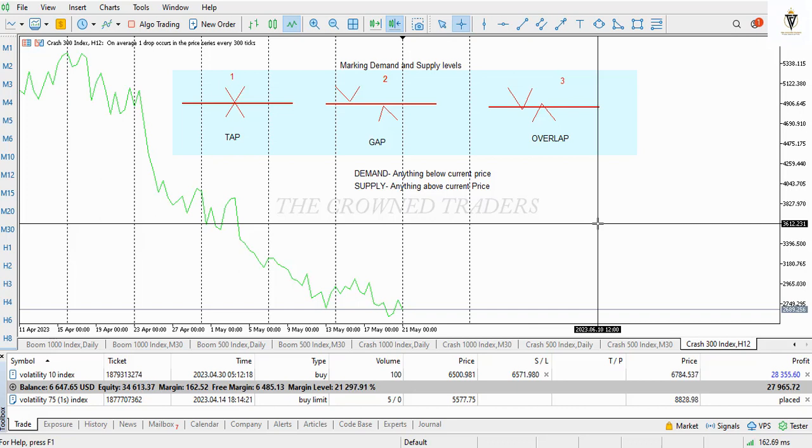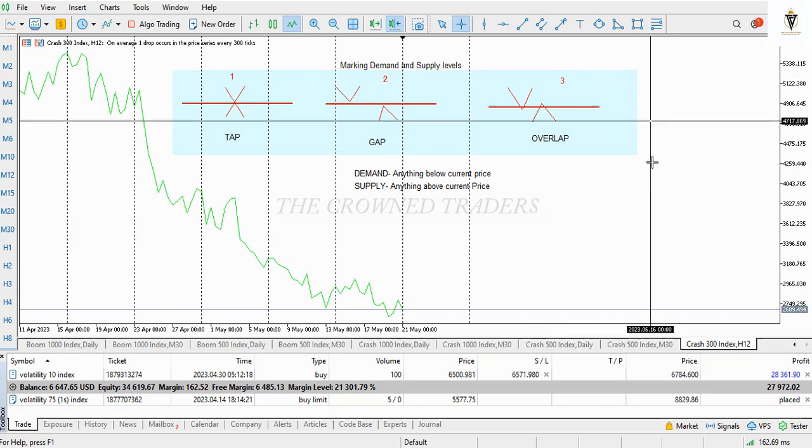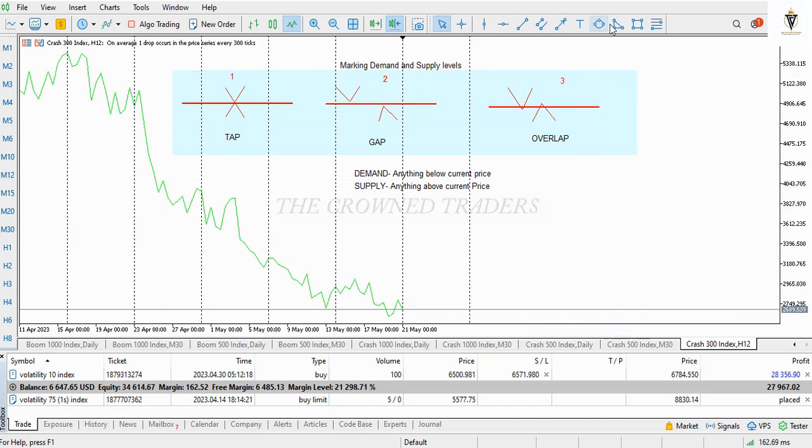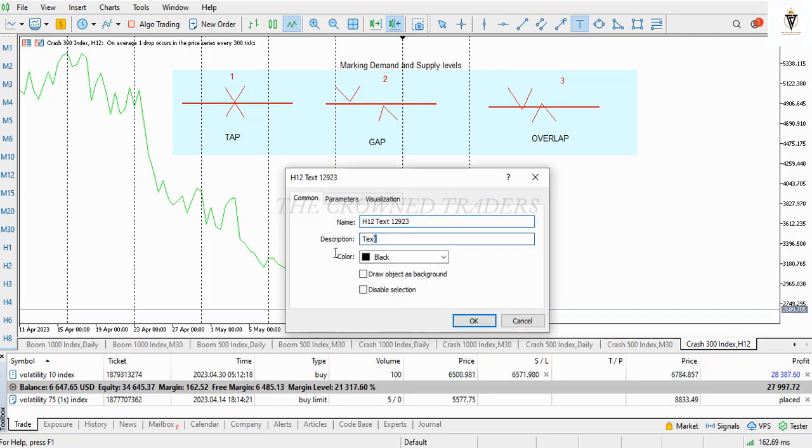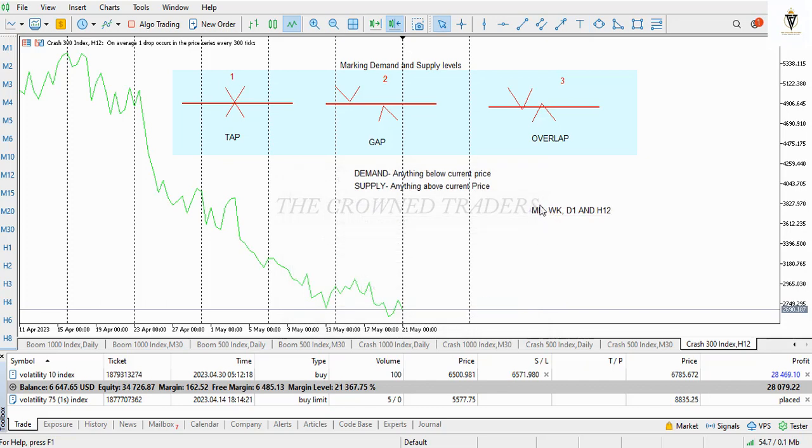your line chart, now basically your time frame you use to draw out your tab, gap and overlap is from your monthly time frame, your weekly time frame, your daily time frame, and let's add H12 to this. So these are the time frames you draw out your demand and supply.